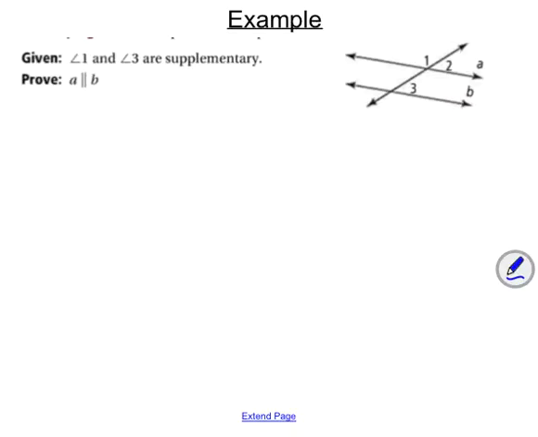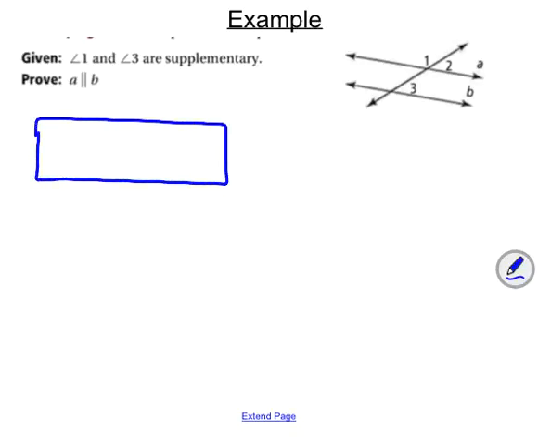I have one more that I'd like to work on together, and then I'm going to let you tear yourself away from the video screen here. So let's see. So this one, we're given that angle 1 and angle 3 are supplementary, and we're trying to prove that A is parallel to B. And what I want to do with this one is actually do a flow proof with it, just to show you some further examples. There are some examples in this section of the book as well, but it's good to do at least one more of these as an example.